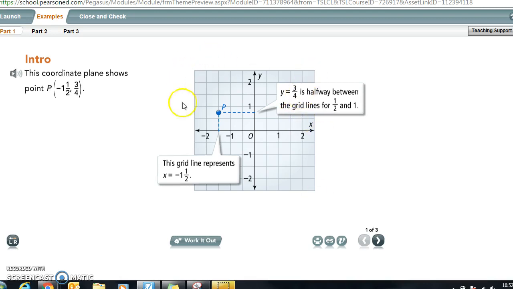So you always want to look at your grid and say, okay, how far apart are my lines? And here you can tell that there are two lines between any 0 and 1 or 0 and -1. So each line represents 1/2.